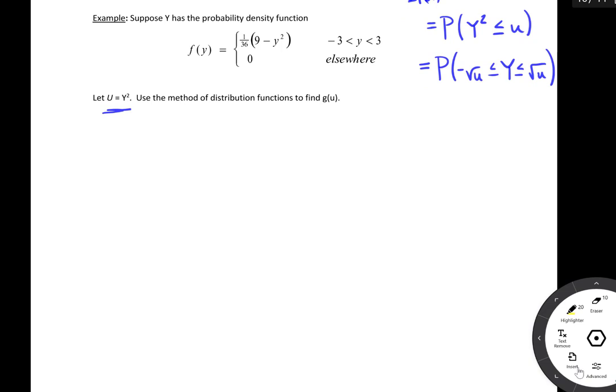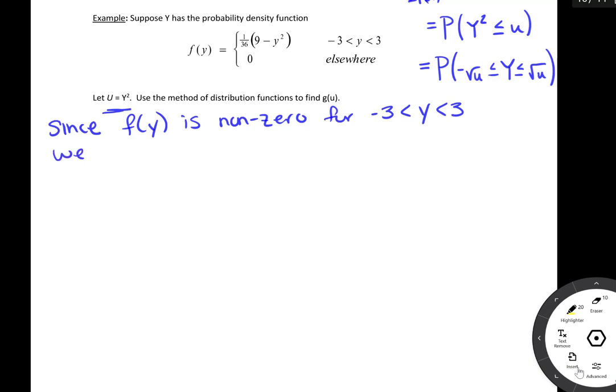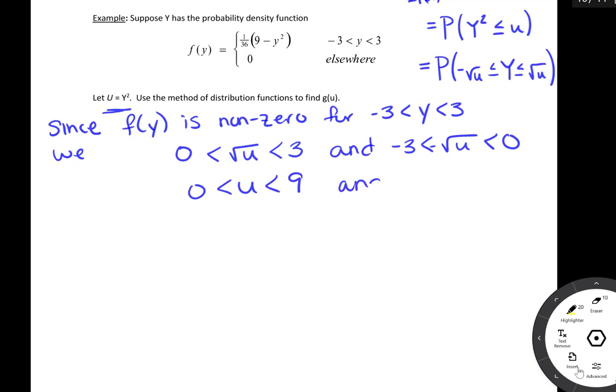All right. So now, just like before, since f of y is non-zero for the interval y between negative 3 and 3, we need the following. We need the square root of u to be between 0 and 3, and we need the negative square root of u to be between negative 3 and 0. So solving gives us the following. So we see really what we need is u between 0 and 9.